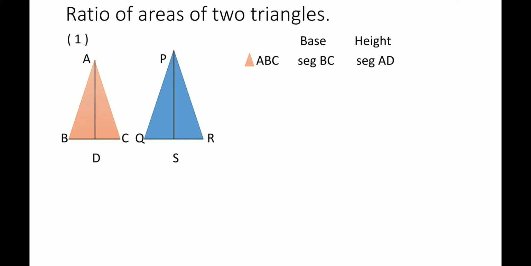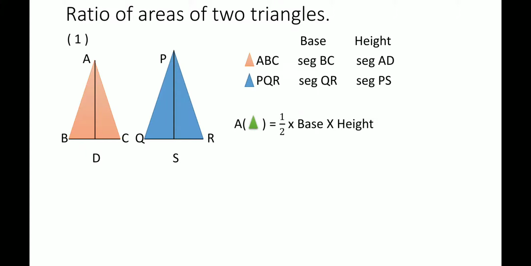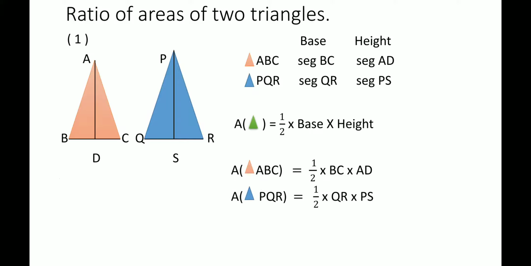Triangle ABC, segment BC is base, segment AD is height. Similarly, triangle PQR having base segment QR and height segment PS. We know the formula, area of any triangle is equal to half into base into height. By this formula you can write the area of triangle ABC is equal to half into BC into AD. Area of triangle PQR is equal to half into QR into PS.